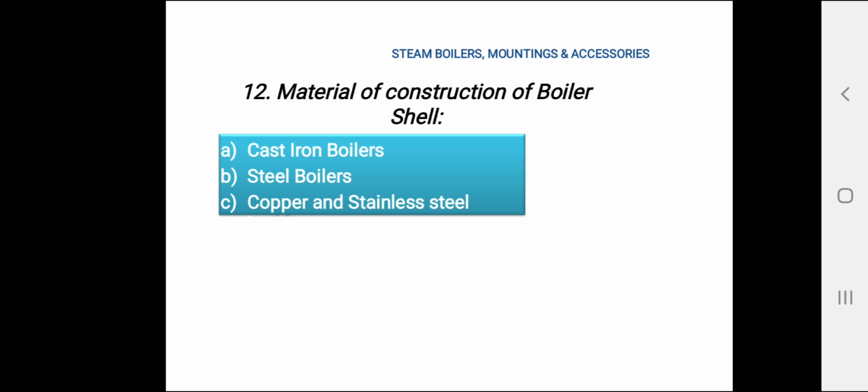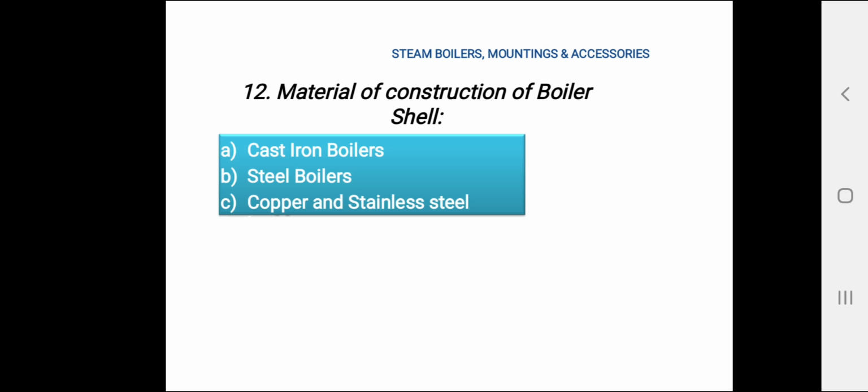So total 12 types of classifications. The first classification is according to the hot gas passes, fire tube or water tube. Second classification is method of firing, internal fired and external fired boiler. Third is pressure of steam, high pressure and low pressure boiler. Fourth is circulation of water, natural circulation method and forced circulation method. Fifth is nature of service to be performed, land boiler, portable boiler and mobile boilers.